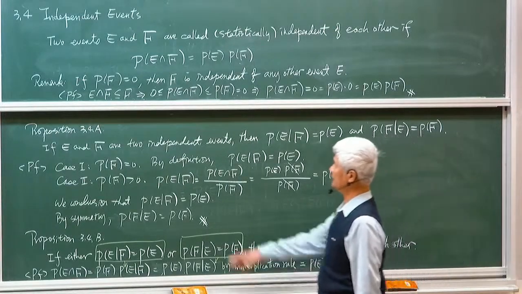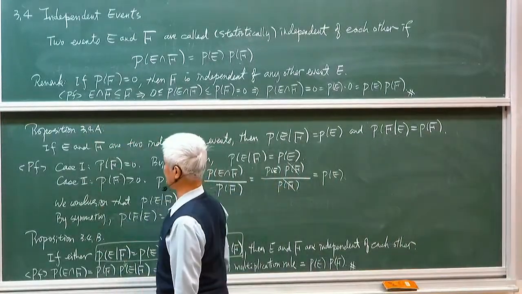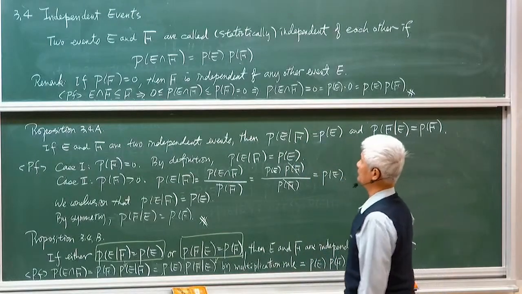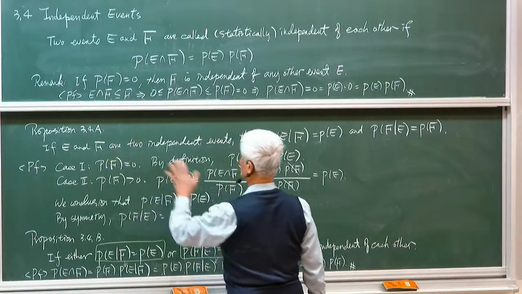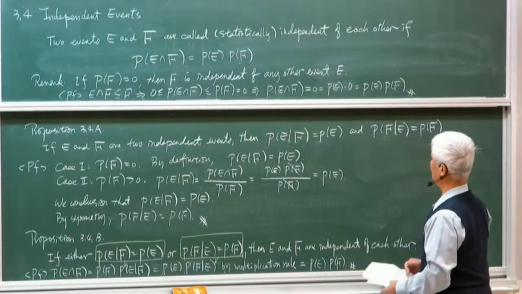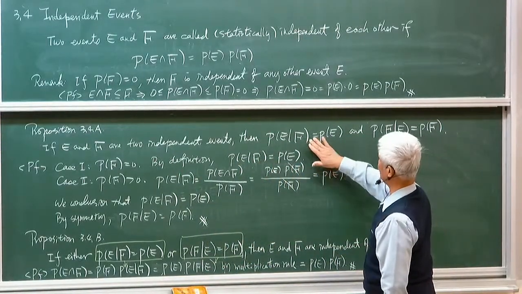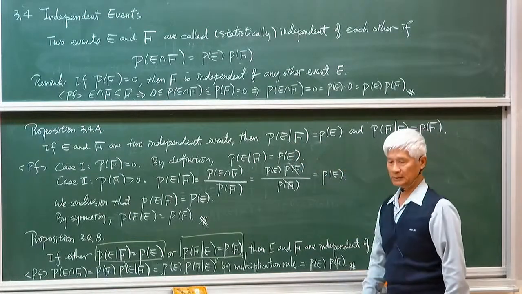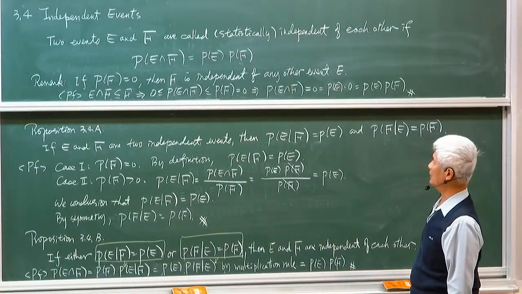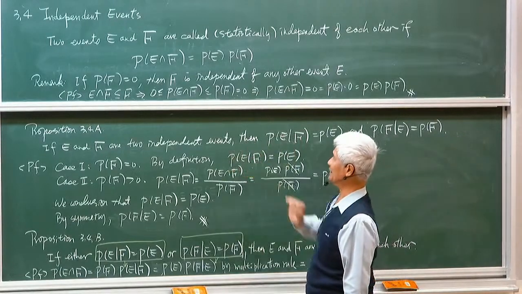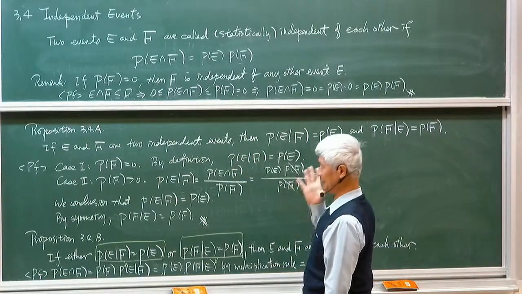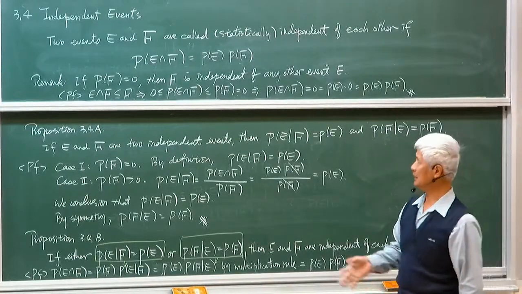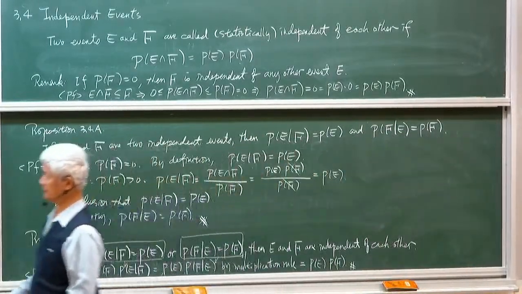All right. So from these two propositions, you can see that independent events means that this conditional probability becomes unconditional probabilities. So you are now clear that independence is a special situation of conditioning. Very special situation.